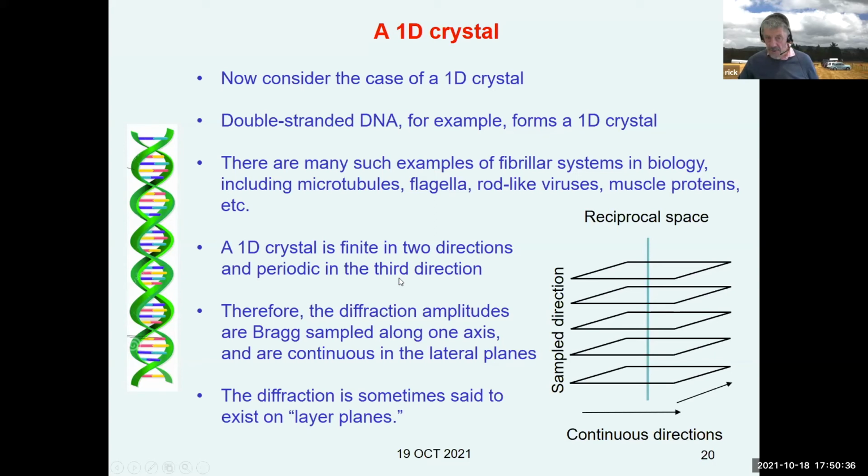So the 1-dimensional crystal is now finite in 2 directions and periodic in the 3rd direction. That means that the diffraction is sampled along 1 direction. If you look at the DNA here, then we have sampling along this axial direction, and we have continuous diffraction in the lateral direction. So we measure the diffraction continuously on planes that are separated by the Bragg spacing. These are often called layer planes.